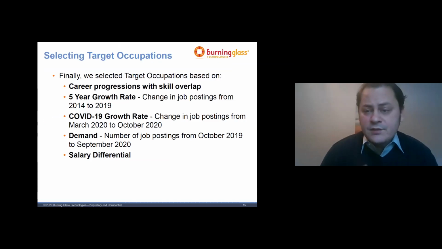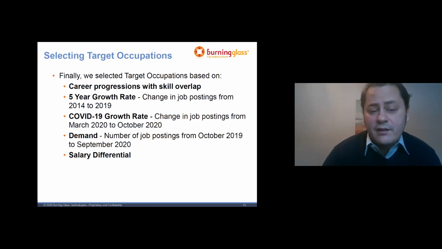Right. And this was the first part: how can we identify the next step jobs? But we also wanted to identify target occupations. Again, these were occupations that were overlapping with the livable jobs, but they were also good career opportunity occupations. So they were growing, either before COVID or during COVID. And you also want to move people to jobs that are not very small and niche, but where there is significantly higher demand.